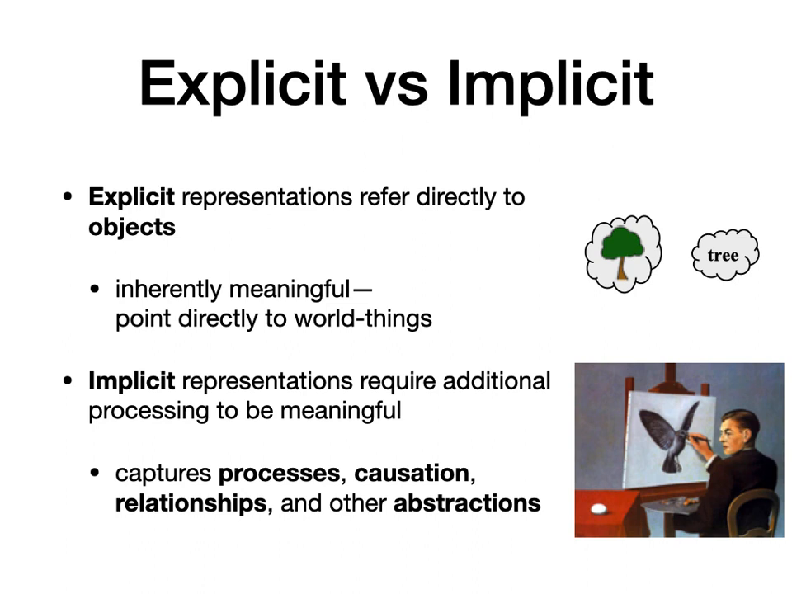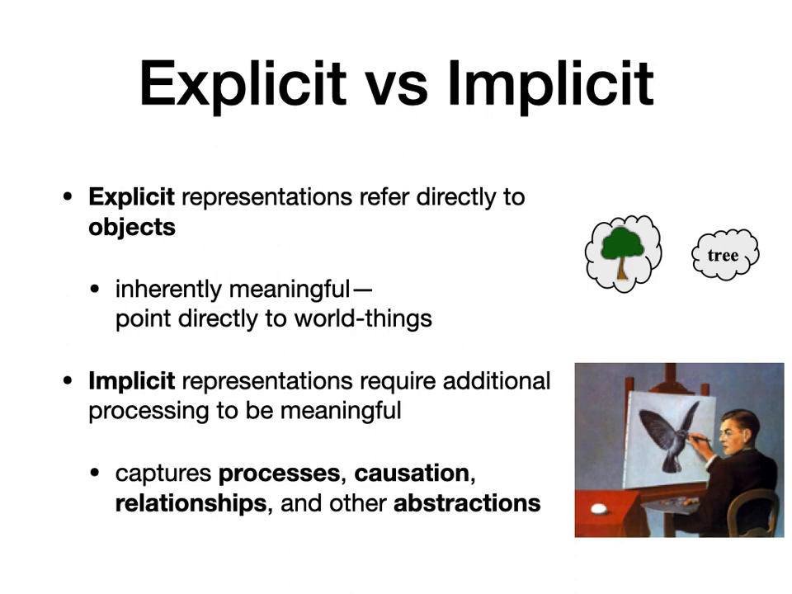But implicit representations are some of what we've been talking about here. They're the ones that require additional processing to be meaningful, and they are inherently a lot more abstract. Processes. So what is the process of getting the apple down from the tree? Causation. What will happen if I throw a spear at the apple? Relationships. How is this bird stronger than this bird? All kinds of abstractions. Right? So implicit representations are powerful things, and they are more ghostly. They are more difficult to contact. They are up there somewhere, and we are certainly wielding them, but they're harder to pin down.